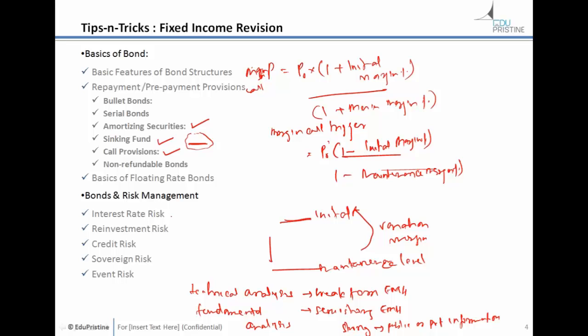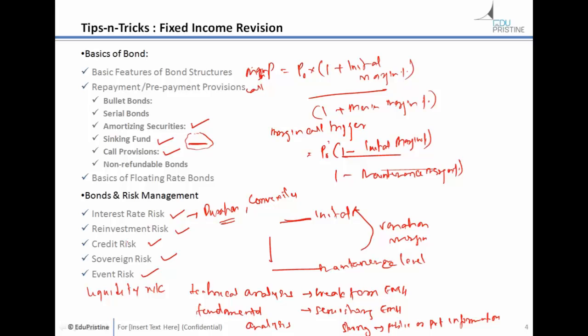Next, one must focus on the different kinds of risk which bonds are subject to. The biggest risk is the interest rate risk, then you have reinvestment risk, credit risk, sovereign risk, event risk, and some other forms of risk like liquidity risk. Interest rate risk is nothing but how a change in interest rates affects my bond value. We make use of measures like duration to capture interest rate risk. The next way of capturing interest rate risk is convexity. Duration is only an approximation, so one makes use of an additional term, which is convexity.